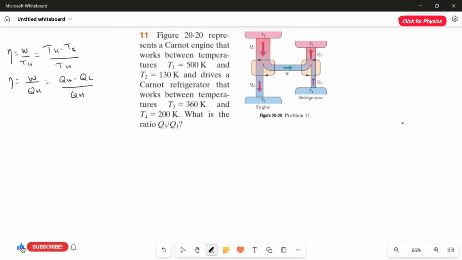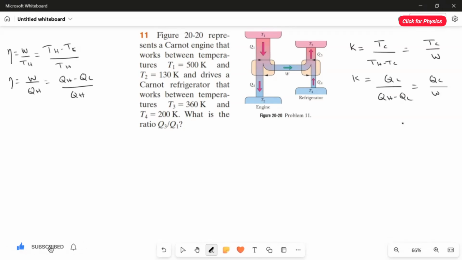This is the formula for the Carnot engine. And for the coefficient of performance, what formula did we study? K, which is equal to TC over TH minus TC, which is equal to QC over W. In terms of energy, you can write this rule as QC over QH minus QC, which is equal to QC over W. This is the rule we studied from chapter 20.